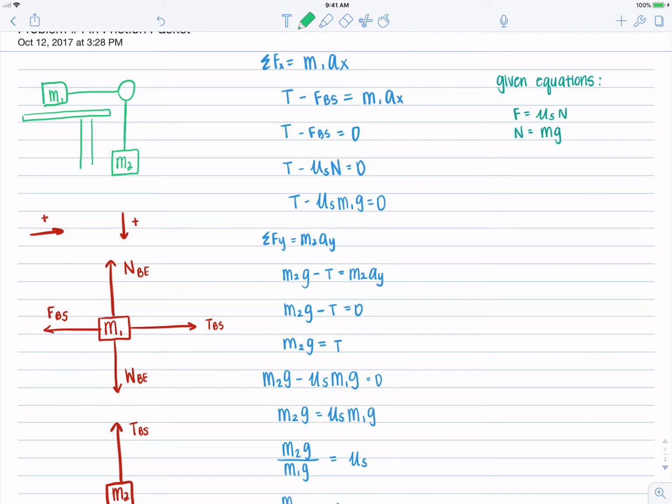We are doing number 4 in the friction packet. The goal of this problem is to determine the minimum value of mu sub s that would prevent the system from accelerating. First, let's make the positive directions right and down.